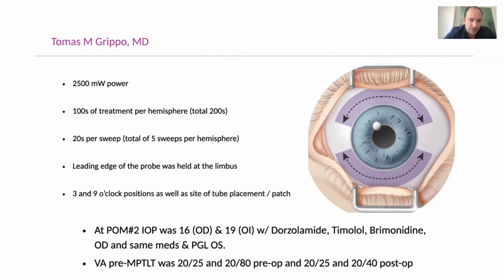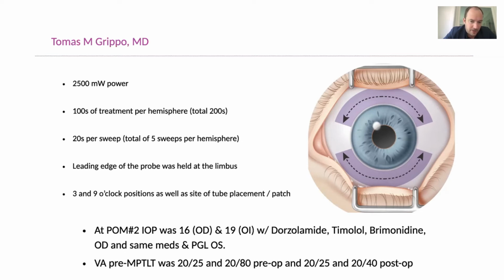But at 2 months after the MicroPulse TLT, her pressure had decreased in the right eye from 30-something to 16, and in the left eye from 30 to 40 to 19, with actually fewer drops than before the MicroPulse TLT. I kept her on the dorzolamide, the timolol, and the brimonidine. So this was the regimen for the right eye, and for the left eye, I added a prostaglandin. Maybe next time when I see her, I may rearrange the medicines to decrease the number.